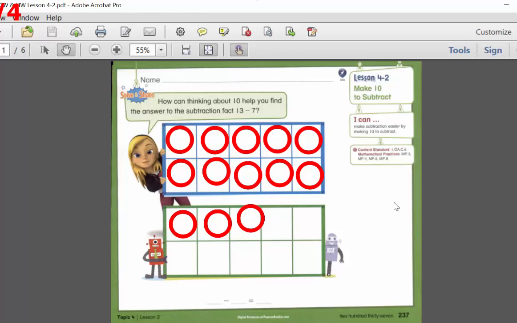Let's start our lesson today. Topic for lesson 2, make 10 to subtract. How can thinking about 10 help you find the answer to the subtraction fact 13 minus 7?